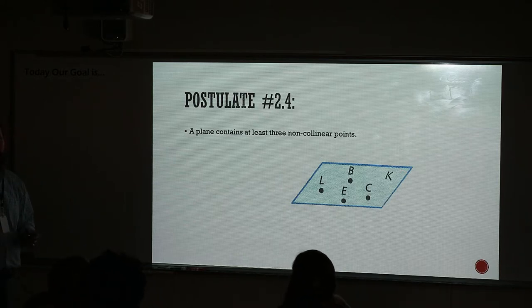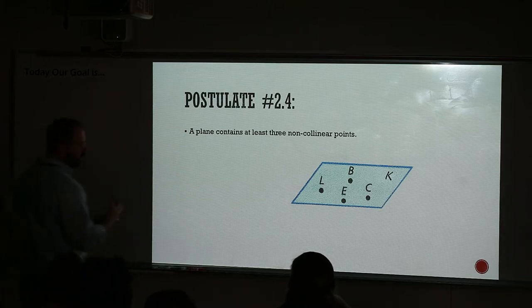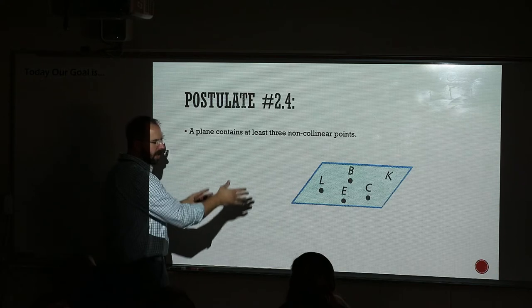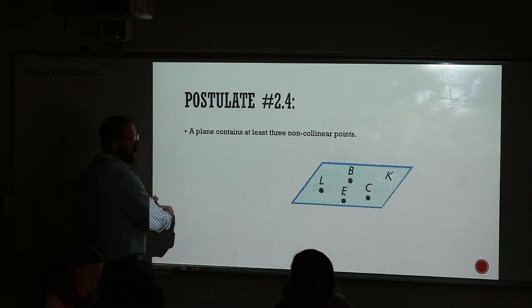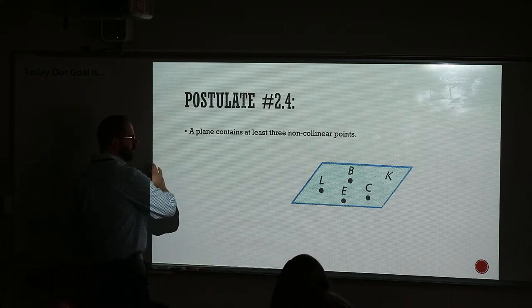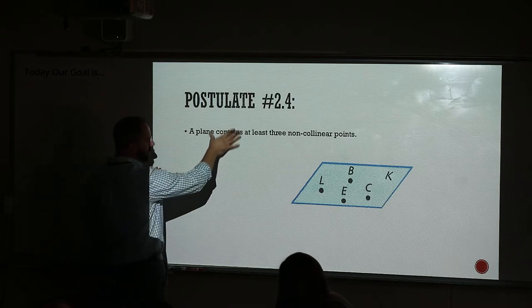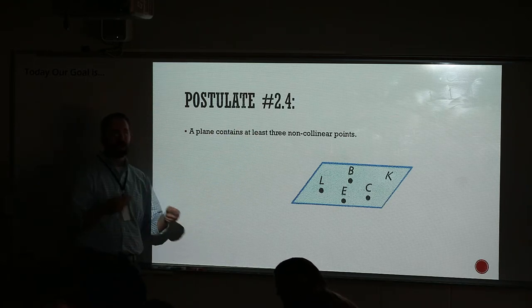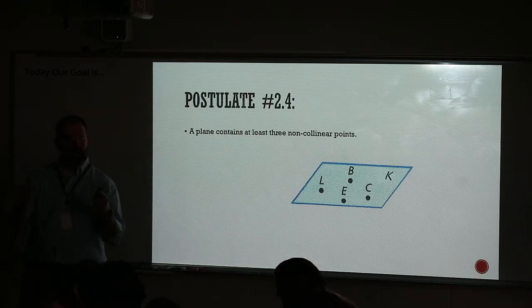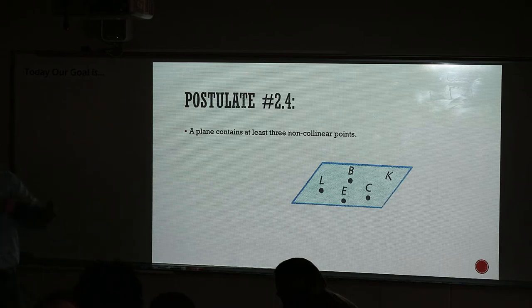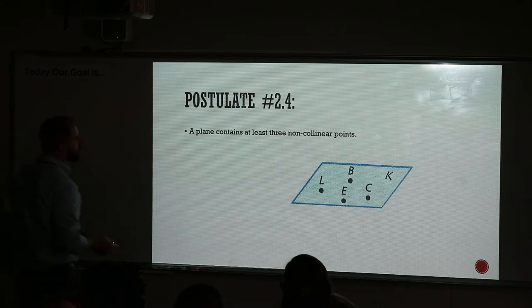All right, now that we have the basics, right? We have the original, like the line where if you're given 2 points, you draw a line through it. If you're given 3 non-collinear points, you draw a plane. If you're given a line, it has 2 points on it. If you're given a plane, it contains 3 points. Now the next couple postulates talk about what happens when they start crossing each other and interacting. That's what we're going to talk about.